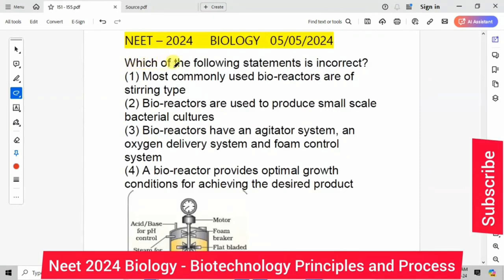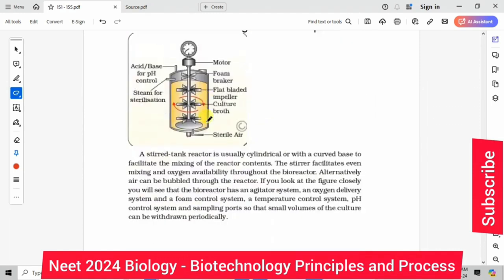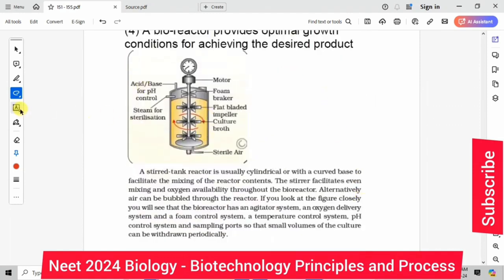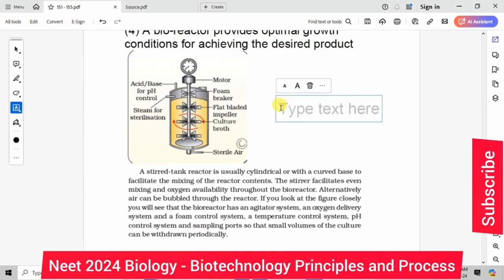Which of the following statements is incorrect? And the wrong one, option 2, is the answer. The bioreactors are used to produce small scale bacterial cultures. Sorry, it's the wrong one. And you can see the NCERT statements here, NCERT topic from the chapter known as biotechnology principles and process. Thank you.